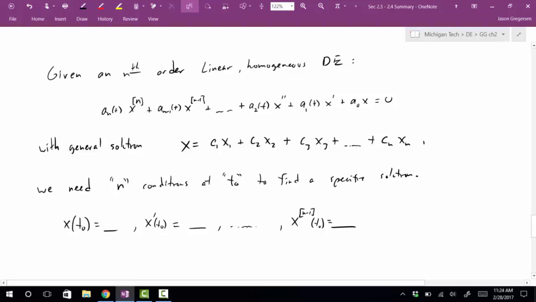Any questions so far? It just says we have a bunch of initial conditions, and we need a whole bunch of them. Now we need n of them to find the n constants of our nth order differential equation.